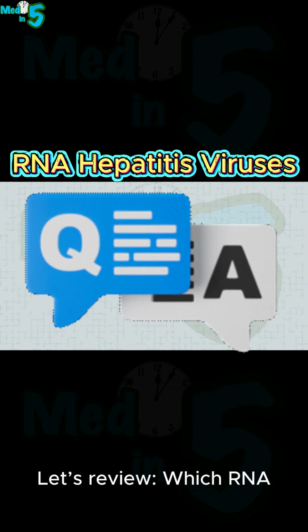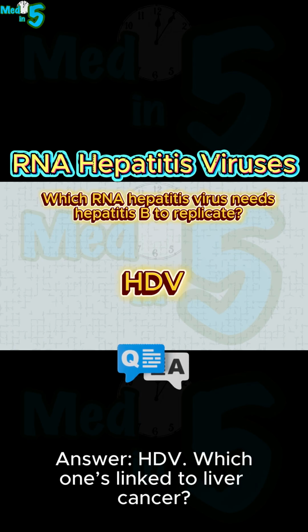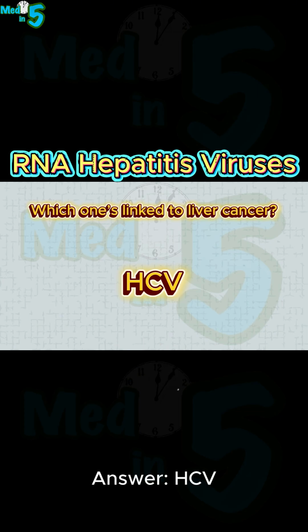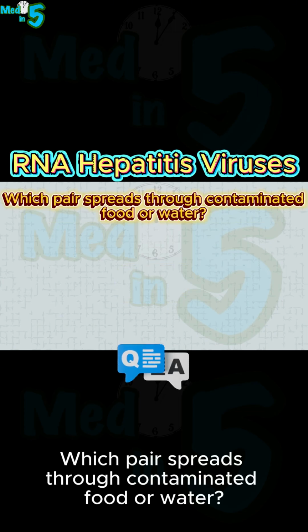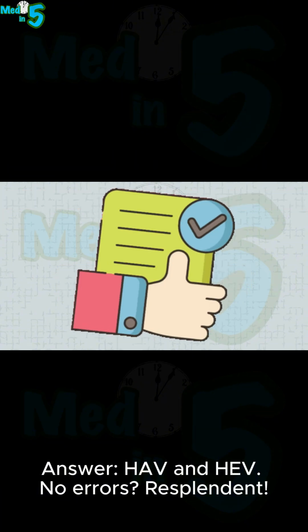Let's review. Which RNA hepatitis virus needs hepatitis B to replicate? Answer: HDV. Which one's linked to liver cancer? Answer: HCV. Which pair spreads through contaminated food or water? Answer: HAV and HEV.